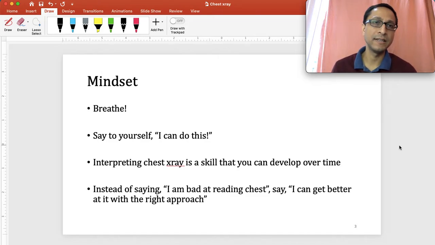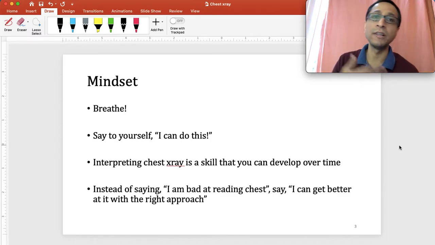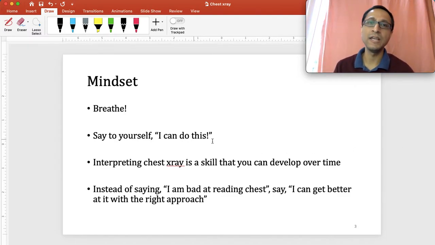Okay, the mindset. Now, this is super important. As soon as you come across a chest x-ray or any other image really in a test question, take a deep breath and say to yourself, I can do this. Research has found that if one talks about themselves and talks to themselves positively during a test, that increases the chances of getting a question correct and overall increases the confidence. So I can do this.